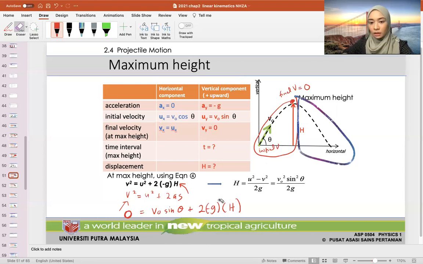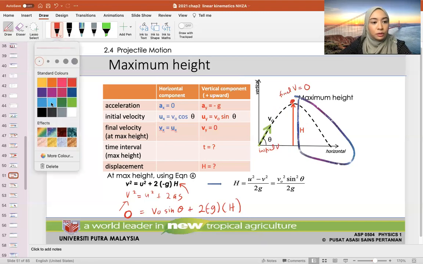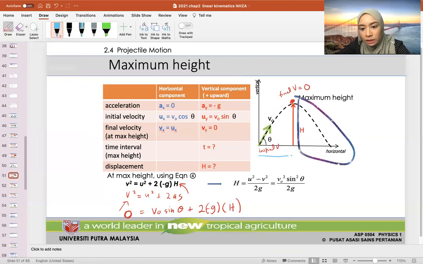Okay. So what if I wanted to find out what is the x over here? Can I do that? I don't want to know the maximum height, but I want to know, hey, what is the x at this position? What is the x displacement at the maximum height? I can do that as well. I use this equation again.